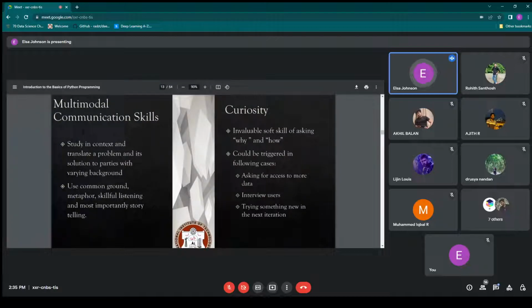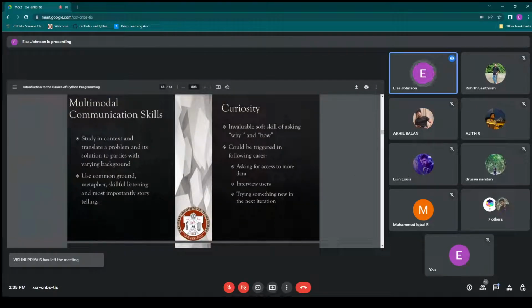Next one is multimodal communication skills. You should be able to study in context and translate a problem and its solutions to parties with varying backgrounds. That means you should be able to use common ground, metaphor, skillful listening, and most importantly, storytelling.